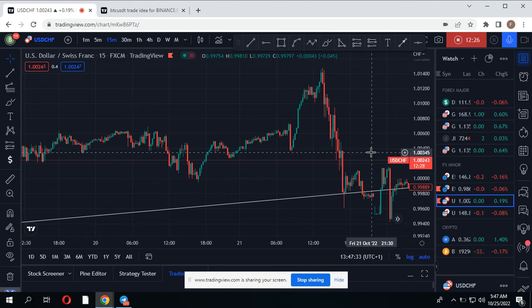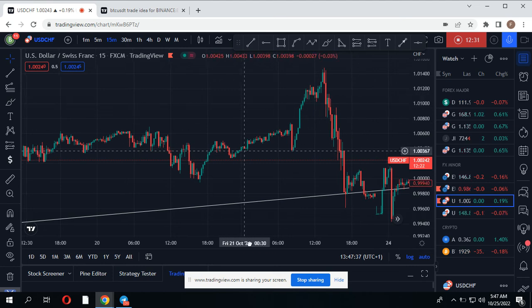Get to the higher time frame, then you get a direction. You know where the pullback will end on the higher time frame. I can trade that pullback.